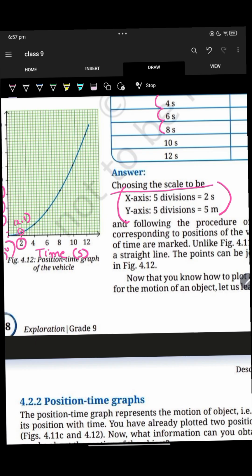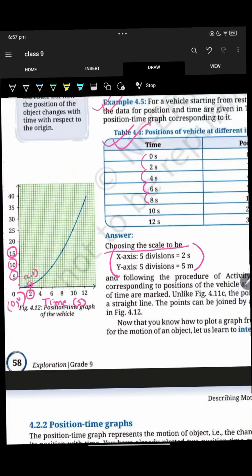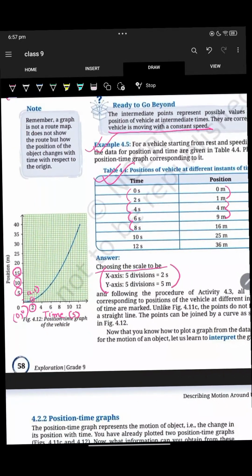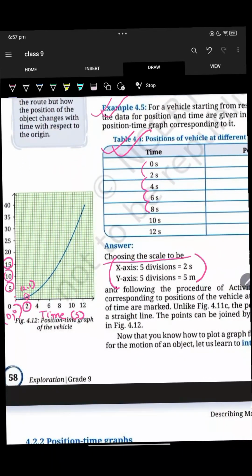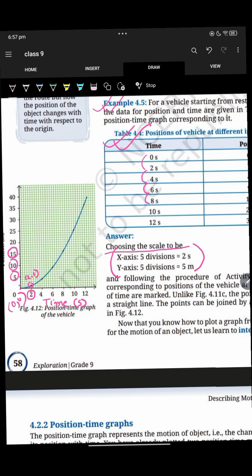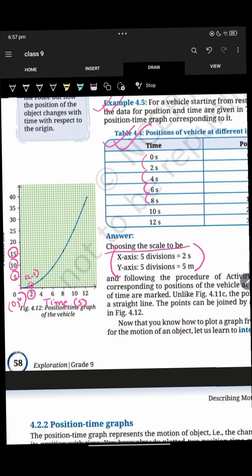And another one, you can see what it is. This is 2 comma 1. Then you can see 4 second, 4 meter. Okay. So 4 second, this is what you can see. Here it is 4 second and this is the 4 meter. So this is 4 comma 4. Like this, all the points are obtained. Now, if you join the points, you get a plot which is shown in figure 4.12.